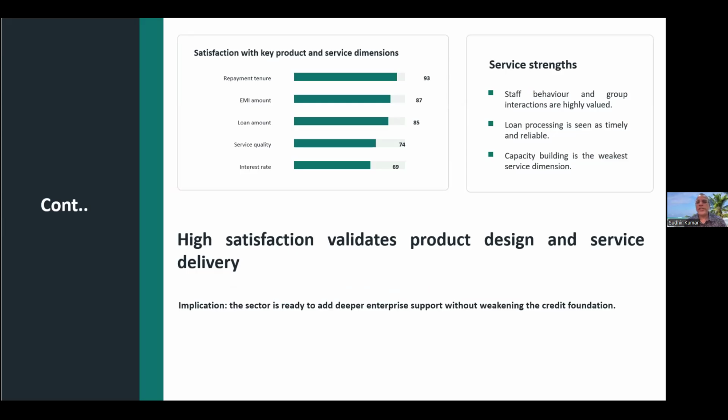Continuing from the perception of the clients, this largely validates the product design and service delivery, both for MFIs and SHGs here. I can do a segregation here also.